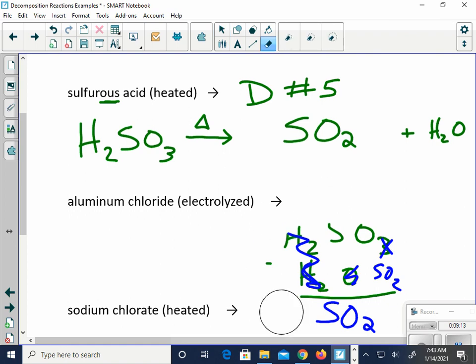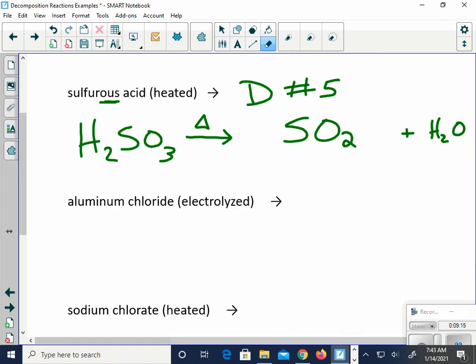I'm going to clean this stuff up on the bottom there. I'm going to step back, and since I just subtracted water from that H2SO3, I should be balanced, right? Okay.